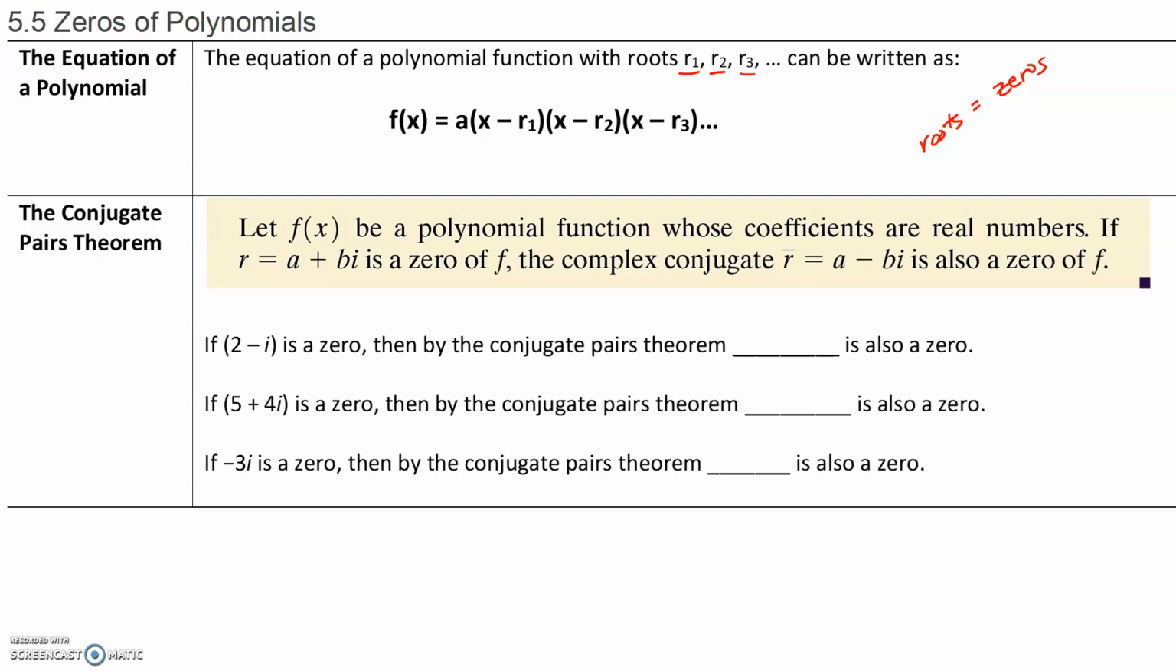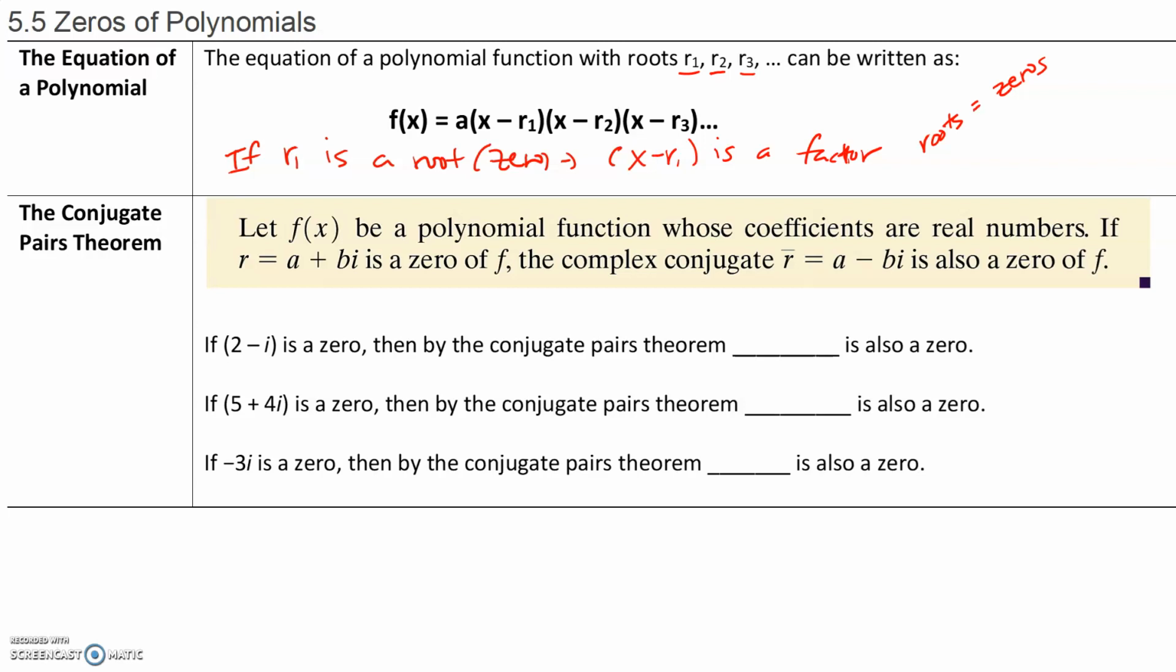Furthermore, what this tells you is that if r1 is a root or a 0, then x minus r1 is a factor. And same thing for r2, r3, etc. So if r1 is a 0, then x minus r1 is a factor. If r2 is a 0, then x minus r2 is a factor, and so on and so forth.